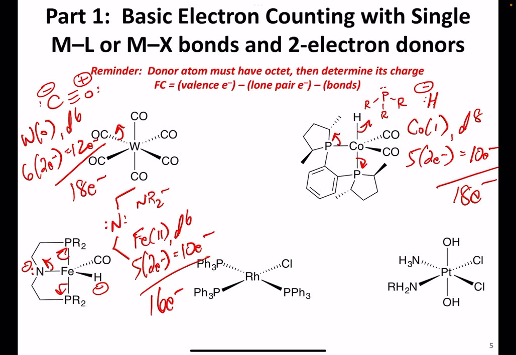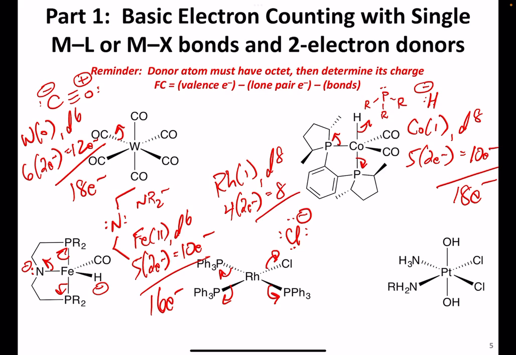Moving to the rhodium compound. We know now that all of these phosphines are actually neutral 2-electron donors. We give the 2 electrons to chlorine. We get chloride, which is a -1 2-electron donor. What that means then is that the rhodium center is rhodium 1. Rhodium 1 is d8. You have 4 2-electron donors to rhodium. That contributes 8 more electrons. That gives you a 16-electron compound.